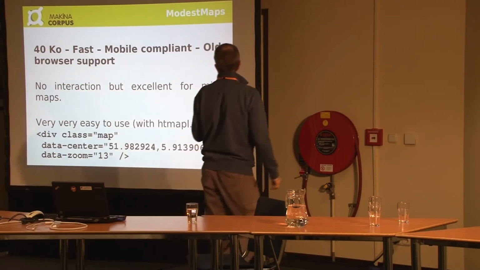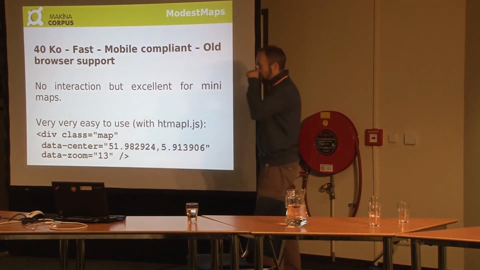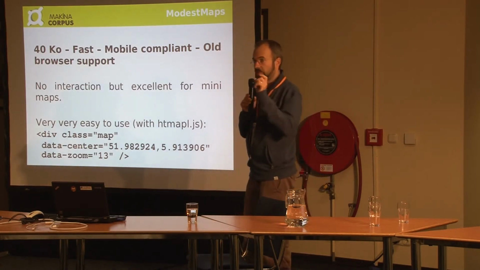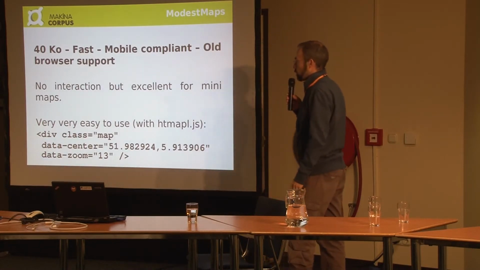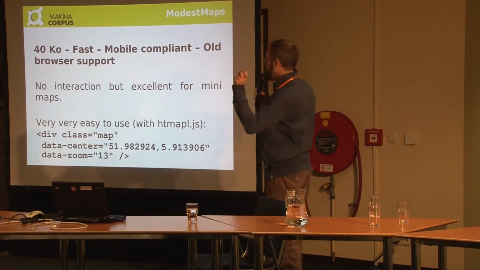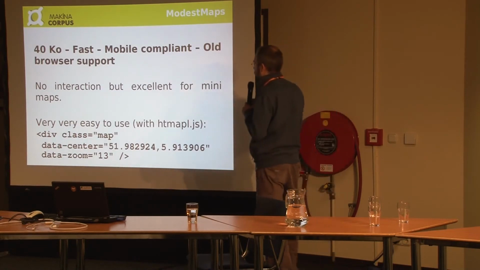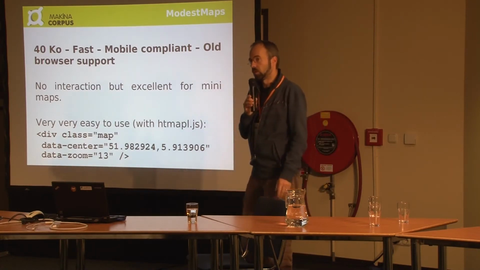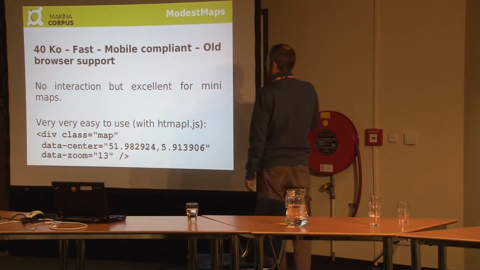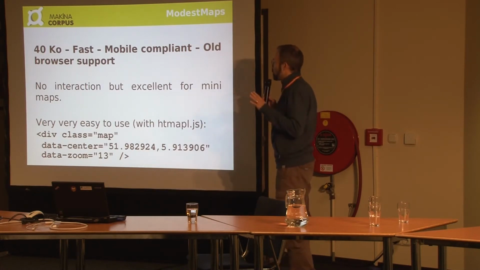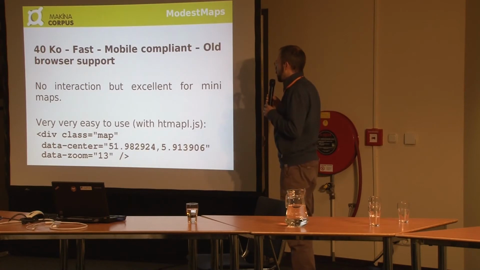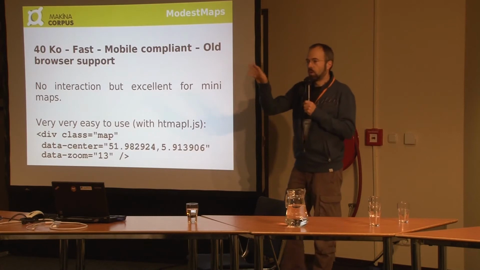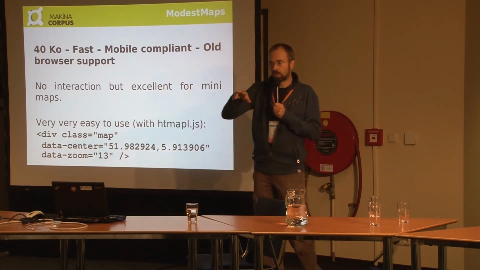First, you have ModestMaps. ModestMaps is very small, 40 kilobytes. If you take the size when it's zipped, it's probably smaller than your company logo on your website. So that's really, really small. It's mobile compliant, and it does support all browsers, like IE6. Well, we don't mind, but okay, it does. So that's a really nice thing. It does not offer much interaction, almost none, but it's perfect to build mini maps. If you want to just have a small map in a corner which is related to your content, it's just perfect.